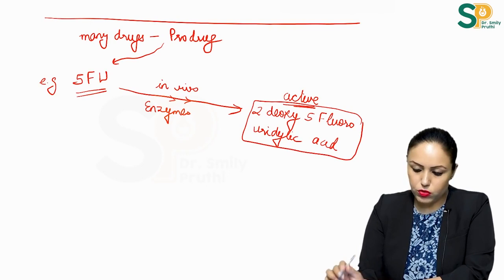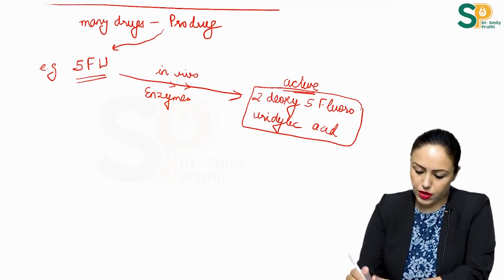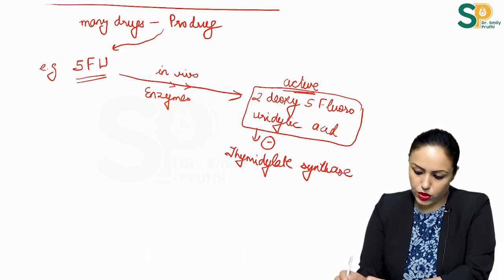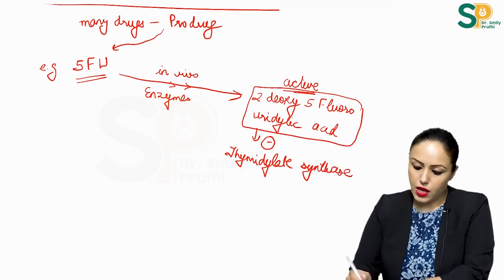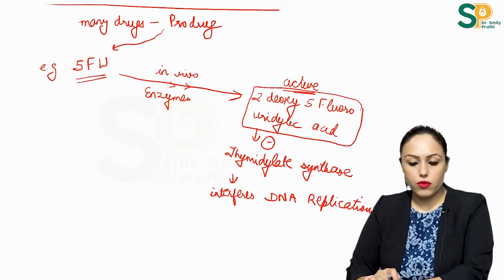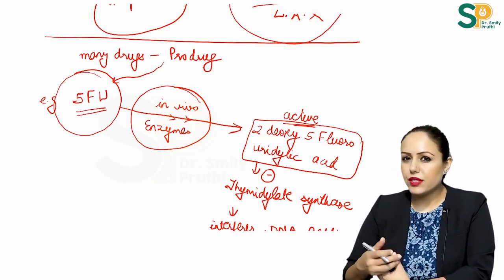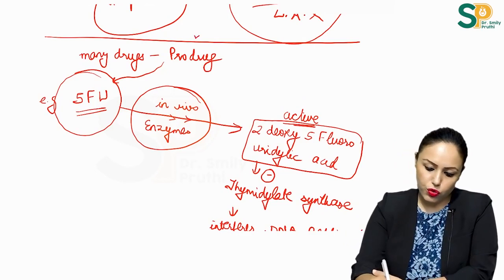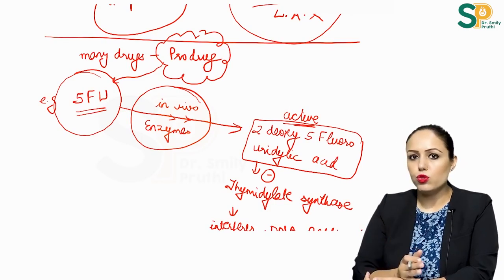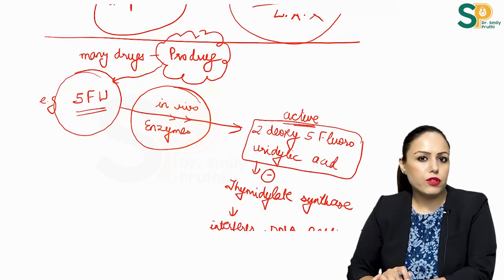right? Now this compound, which is active in the body, this will be the inhibitor of enzyme thymidylate synthase. So inhibits the formation of pyrimidines, and therefore it interferes in DNA replication. Right? So here I can say that effective design and administration of pro-drug requires knowledge of enzyme kinetics, right? So that's why you need to study this topic along with link with pharmacology.